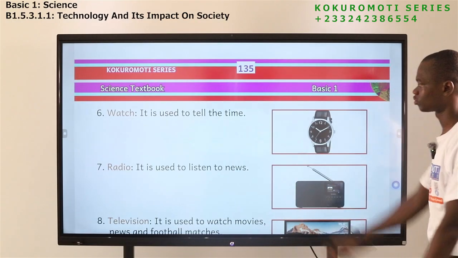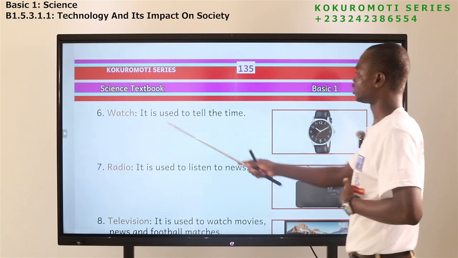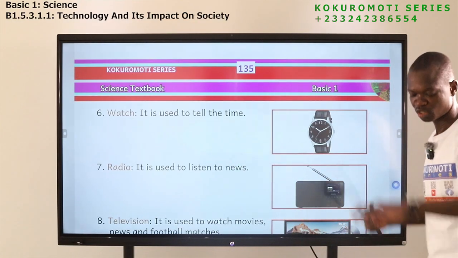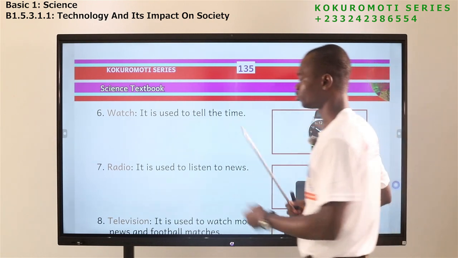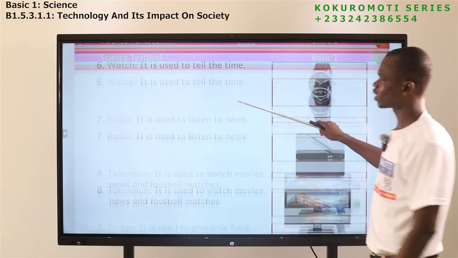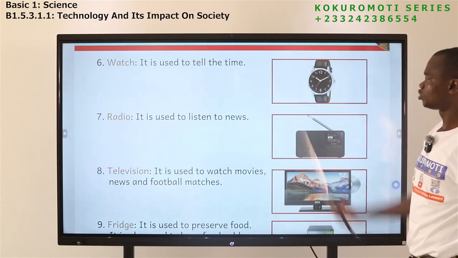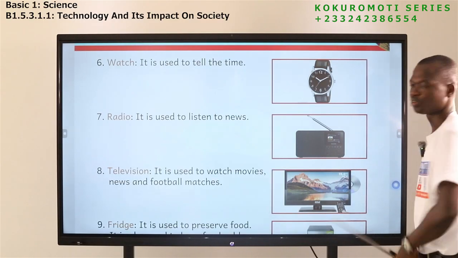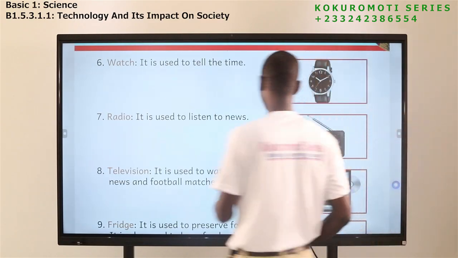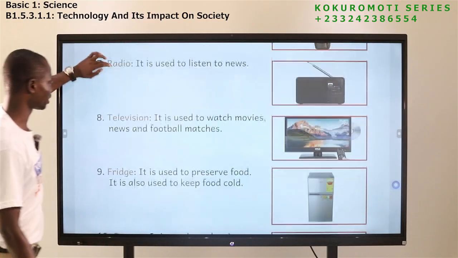We have the next one, watch. This is watch. It is used to tell the time. So I can tell the time right now using my what? Watch. The next one is what? Radio. Radio is used to listen to news. So this is radio. We listen to news using what? Radio. The next one is what?